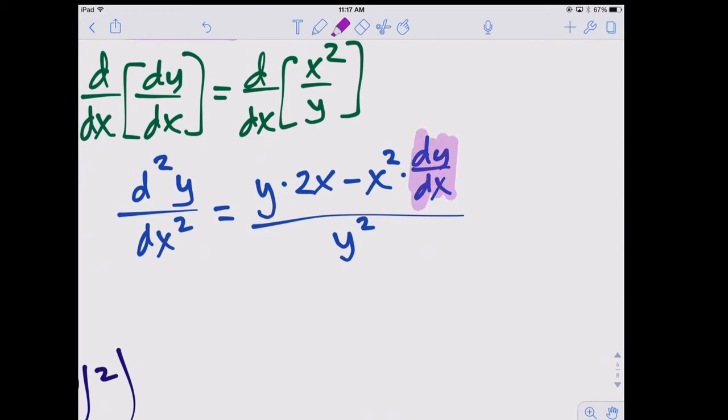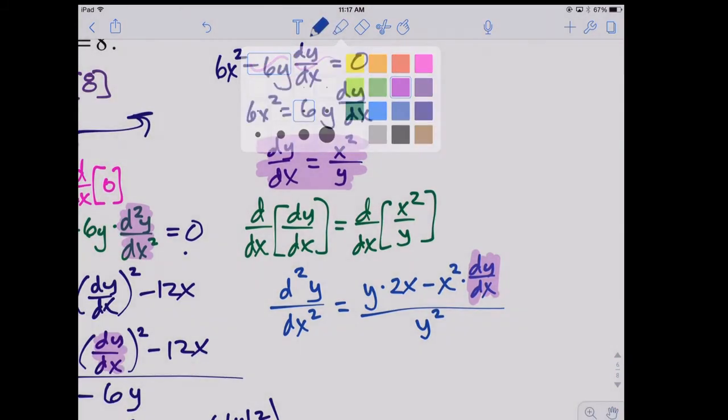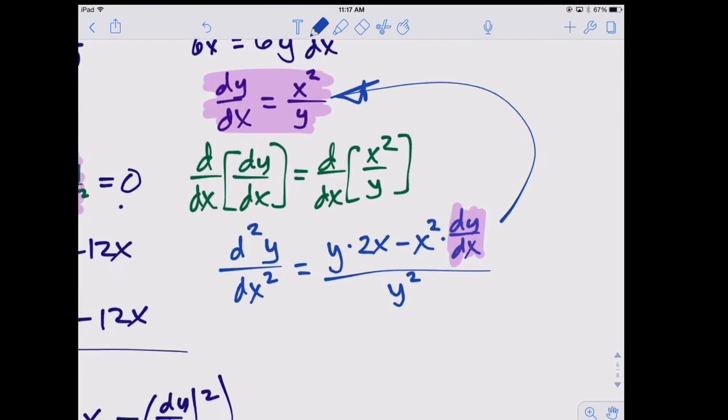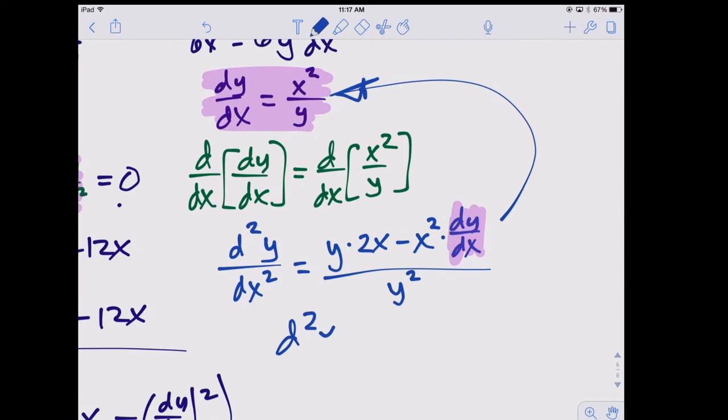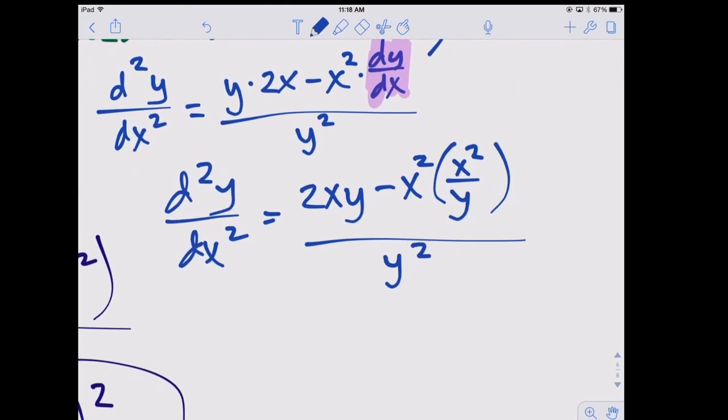Now, how do we get rid of the dy dx? We substitute it back in. But you know what? We already have it. We don't have to go out and do extra work. We just use what we started with. So it's going to be a lot easier, less likely to make careless mistakes. I'll reshuffle the factors in the first term: 2xy minus x squared times x squared over y, and then all over y squared. You could technically stop there if it said as a function of x and y, because we did that.